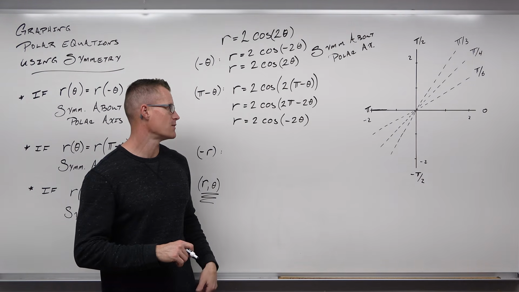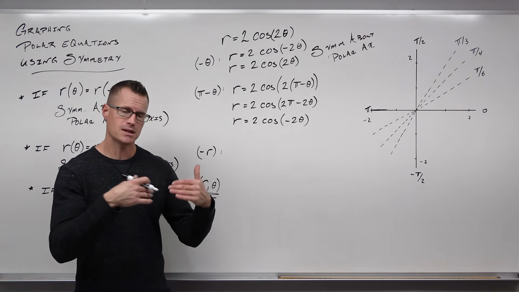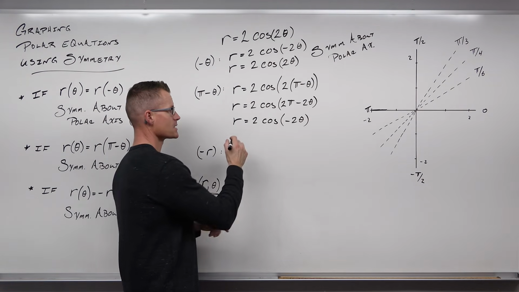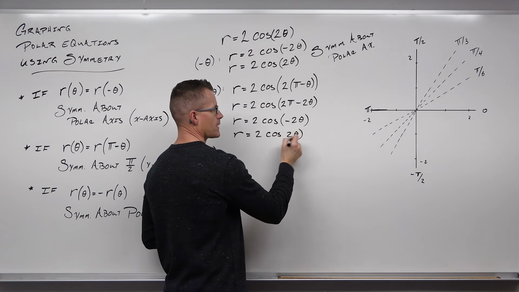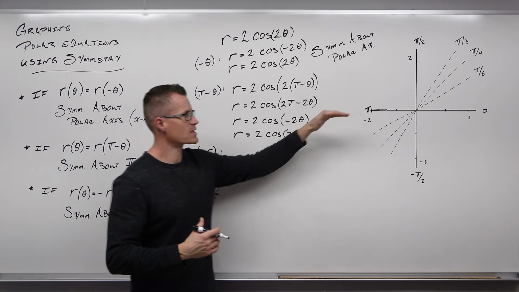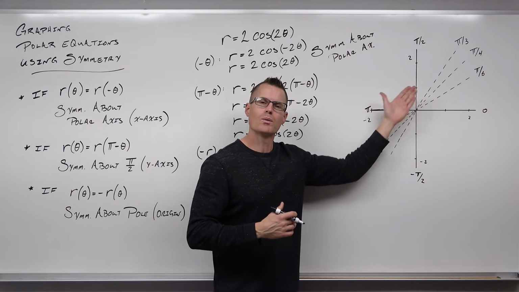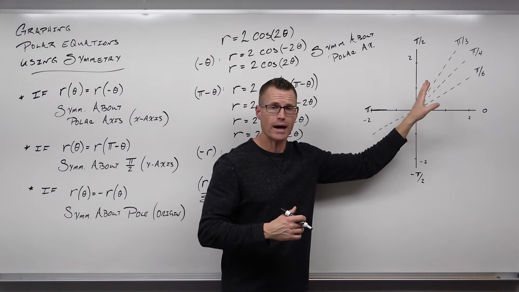Now, how about cosine of negative 2 theta? Again, it's an even function. So opposite inputs give you equal outputs. This is the same as 2 cosine 2 theta. But that's exactly what we started with, which means not only do we have symmetry across the polar axis, we also have symmetry across the pi over 2 axis, or the y-axis.